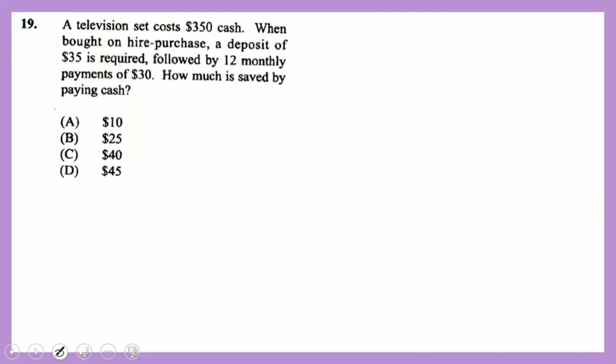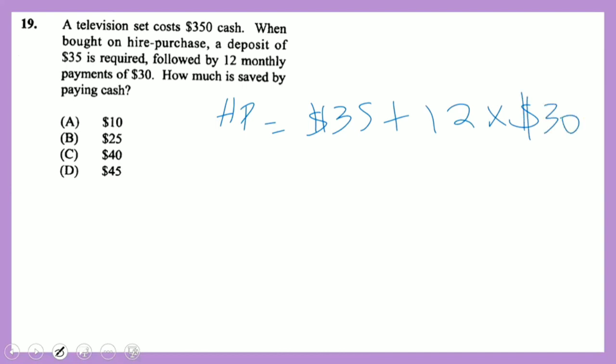Number 19, a television set costs $350 cash. We've seen this question at least twice already during our series. Cash is $350. When bought on hire purchase, you need to pay a deposit of $35 plus 12 monthly payments of $30. You see that sometimes I am rephrasing, so you can pause and read the question yourself. All right, 12 monthly payments of $30.